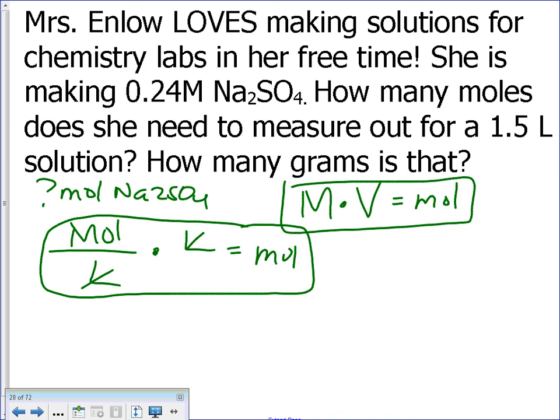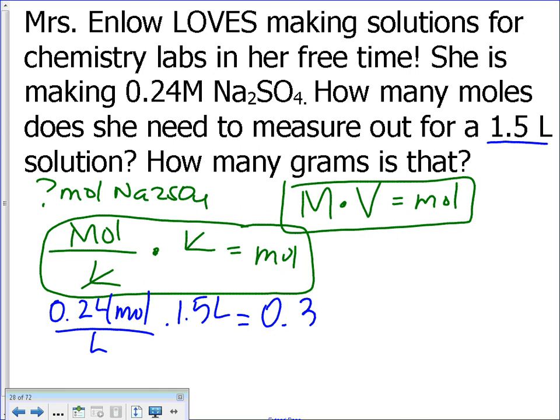So let's actually plug the numbers in now. 0.24 moles per liter times 1.5 liters. What is that, guys? Say it again. 0.36 moles of sodium sulfate. All right, so that's question one.